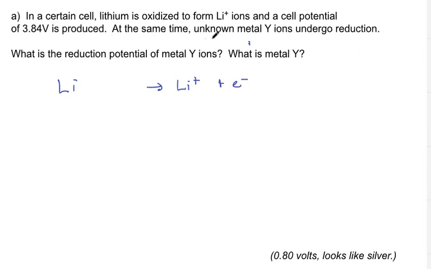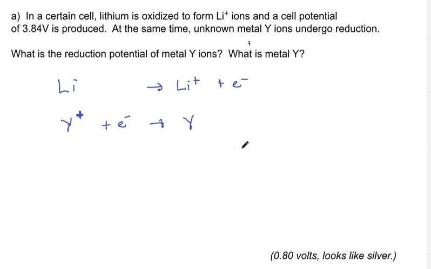At the same time, they say metal Y ions, and we don't know what their charge is. It'd be nice to know that, but we'll just assume they're +1. If they're +2 or 3, that really doesn't have any bearing on what the voltage is, so we're not that sensitive to not having that information. It's a little bothersome, but we'll be all right. At the same time, Y ions undergo reduction and turn into Y metal.